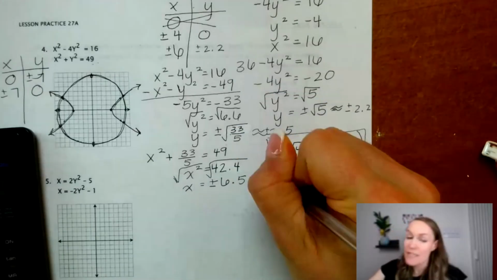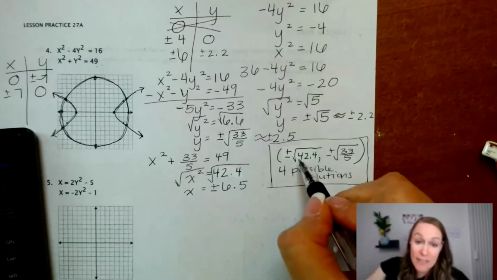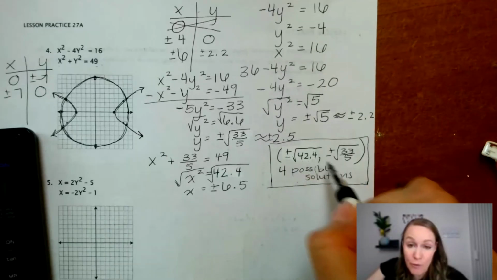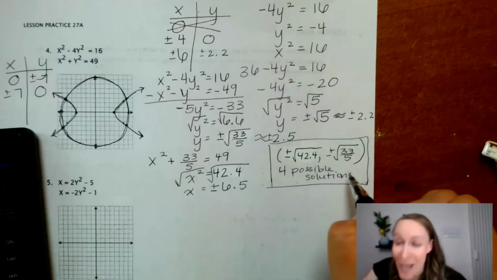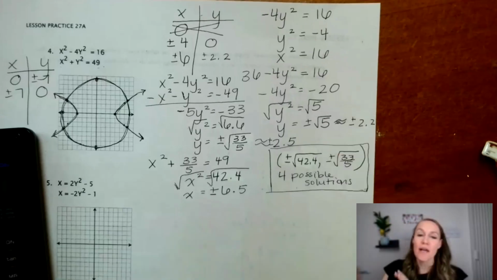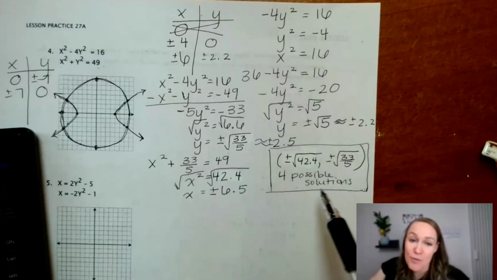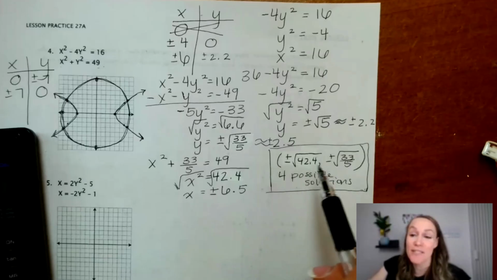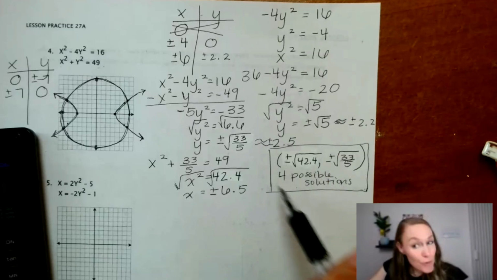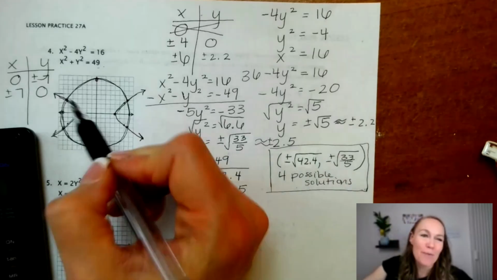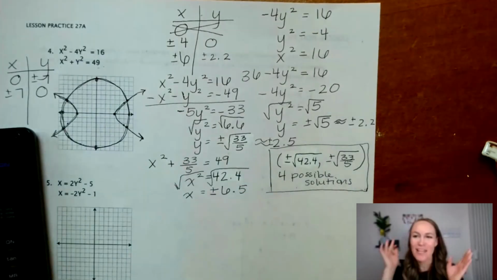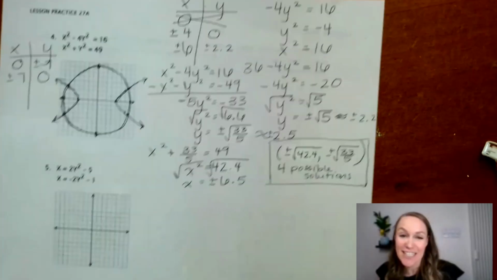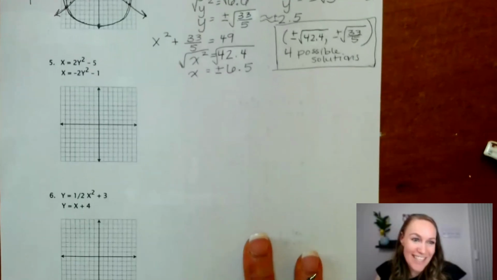Another option is to list all 4 points. So you would list positive square root of 42.4, comma, positive square root of 33 over 5, and so on. So if I didn't write 4 possible solutions, I'm not sure I would accept it. I would definitely ask my student, hey, do you know how many possible solutions there are? They could point to their graph and say, yes, there's 4, 1, 2, 3, 4, or they could write it down. All right, so that one was easier than the last one, but it still takes a lot of work to get where we're going.